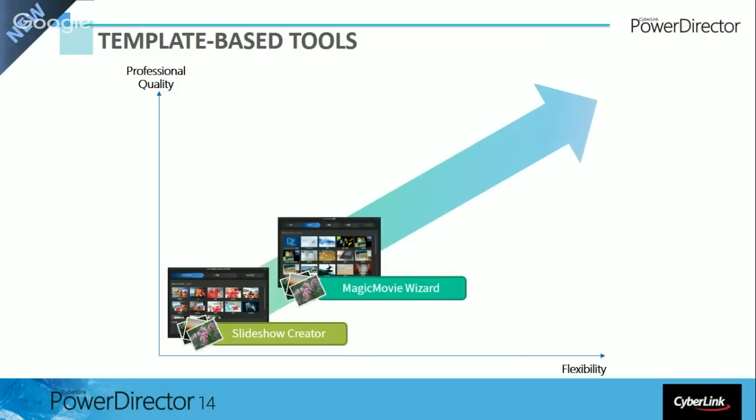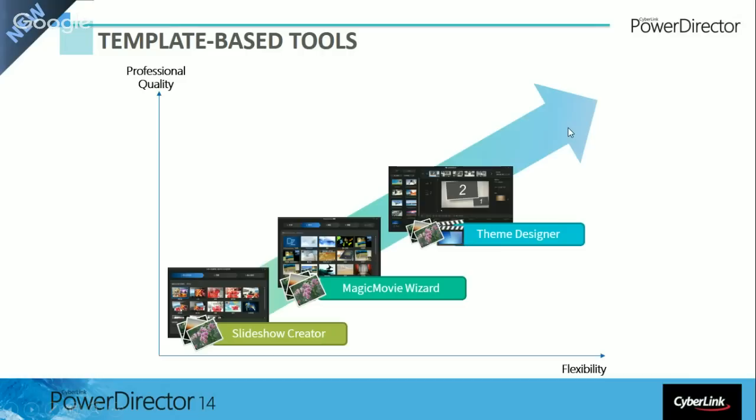And we have a Magic Movie Wizard, where you can also still use your photos, but the themes are better looking. They are 3D animated themes. And in PowerDirector 12, we introduced the first version of Theme Designer, where you can use a mixture of videos and photos in your project, and you can have more customization like the text, and you can create the 3D animated type of video from many different themes.